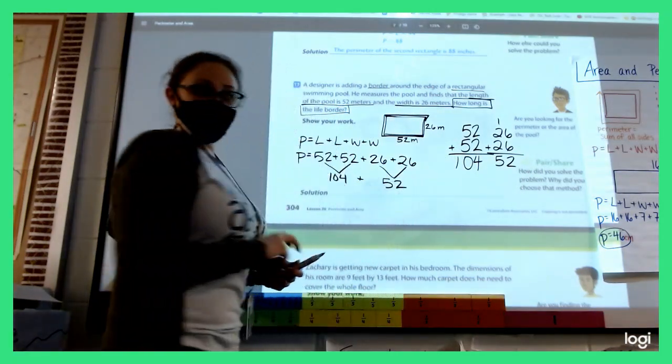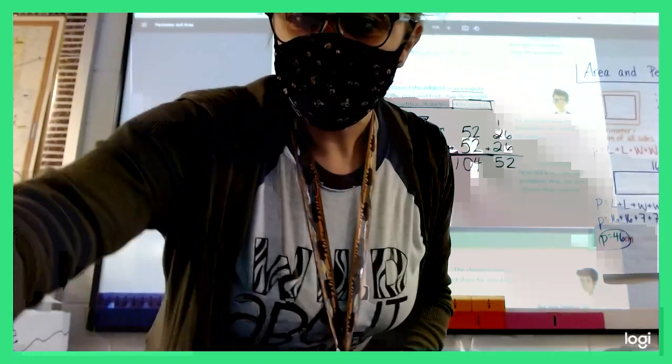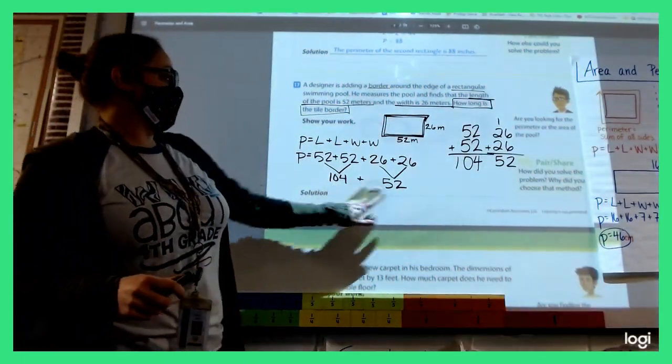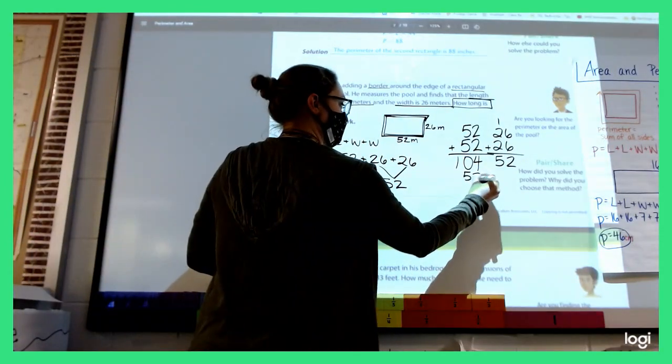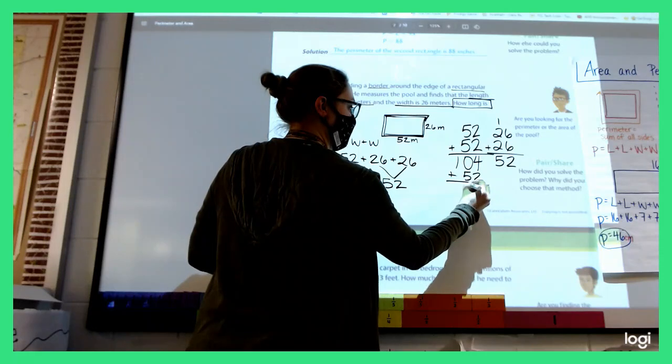All right, I'm going to pause real quick, everyone. All right, so now we need to add 104 plus 52. I'm going to add them together here. You all check my work. Make sure you get the same answer that I do.